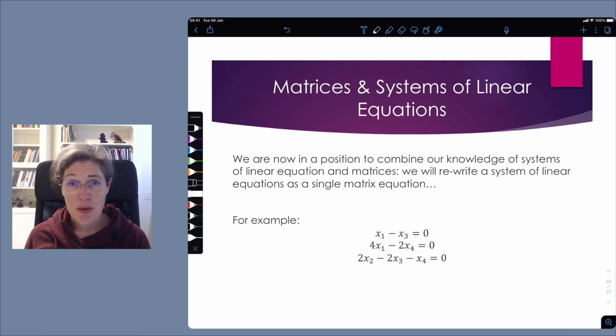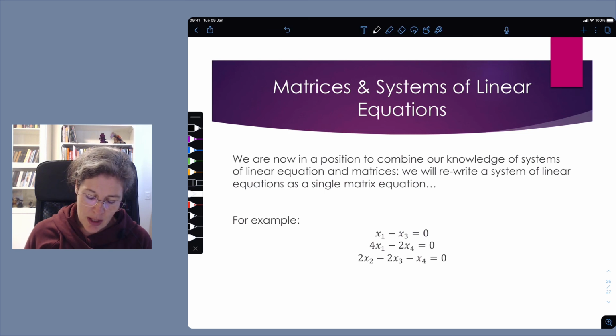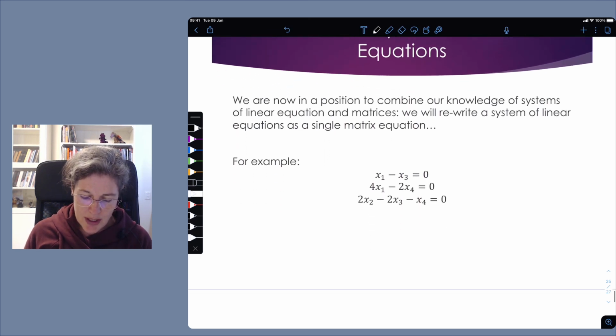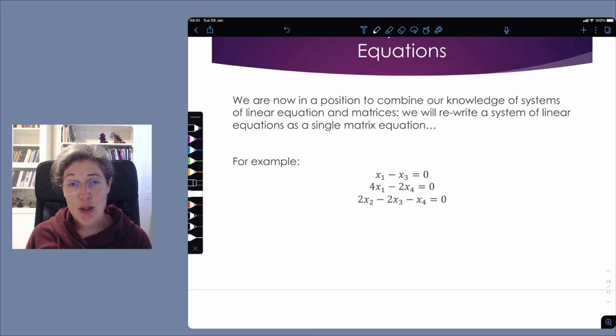Why do we care? Why are we doing this? Well, the first reason that we're doing this is because it's going to give us a way of working with systems of linear equations that is very generalizable and super computable. So what we do is we take, for example, this system of linear equations, and we're going to turn that into what's called a matrix equation.